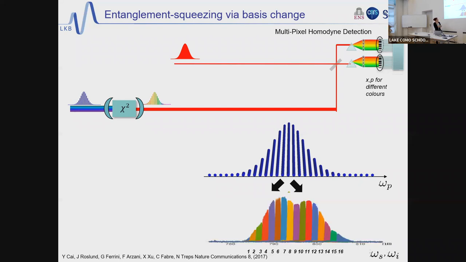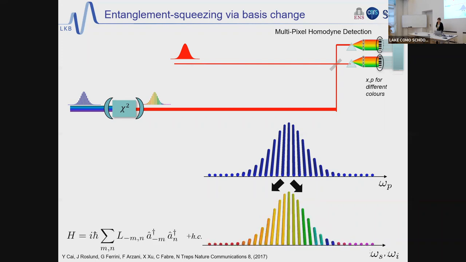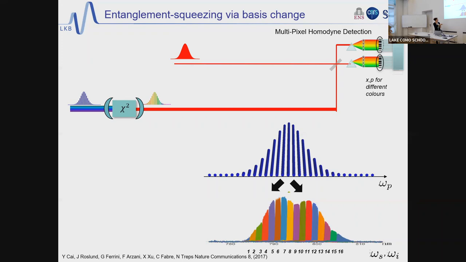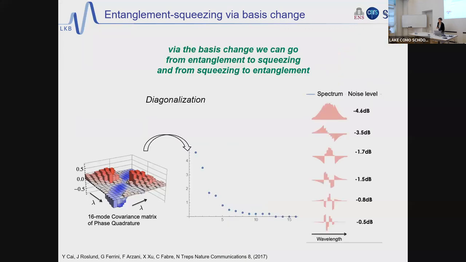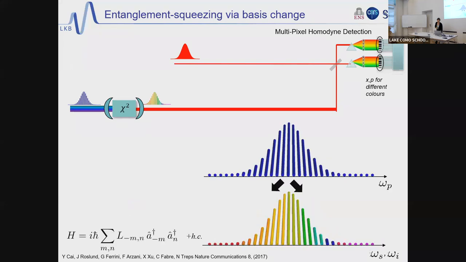Here, just to say that we don't really see all the lines of the comb, but we see slices of the bandwidth. And we look at the correlation between these different colors in the multi-pixel, and you get these kinds of covariance matrices for the Q quadrature and the P quadrature. And then you can diagonalize them. This corresponds to diagonalizing the Hamiltonian that I was showing here.